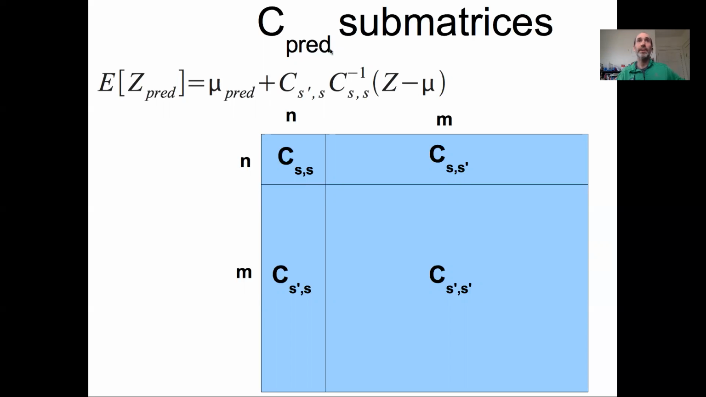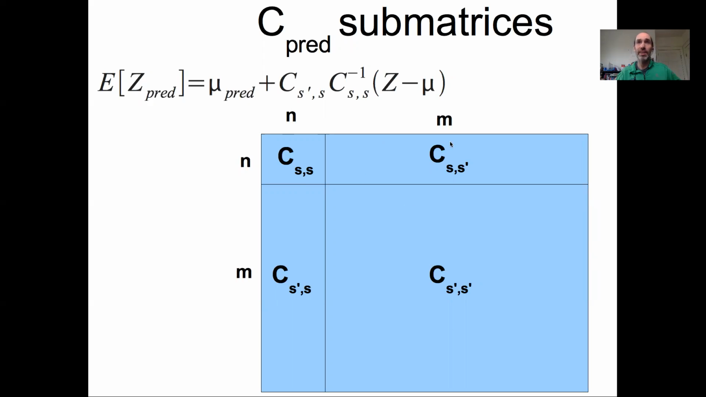So for that overall covariance matrix, CPRED, you have your original data points N, you have your new points you're making predictions to M, and that would give you this CSS, the submatrix of the covariance between the original data points. And then we have these two symmetric versions of the covariance between the original data points and the new points, the covariance between the new points and the original data points, and then this larger submatrix here, which is the covariance among the points you're making predictions to.